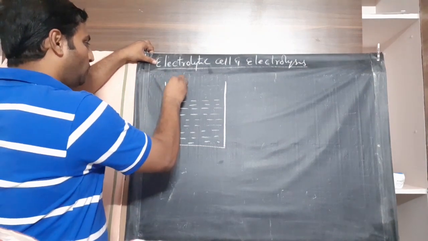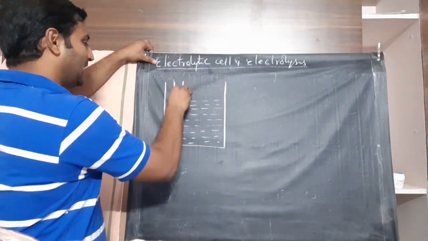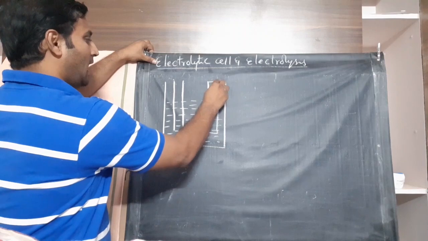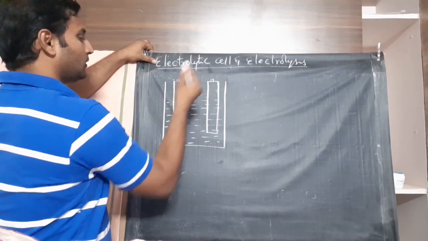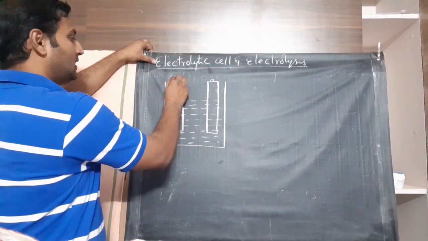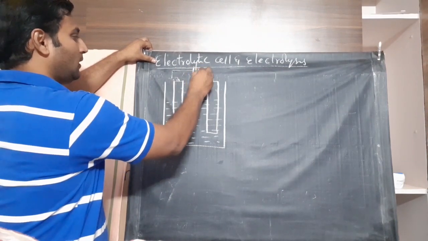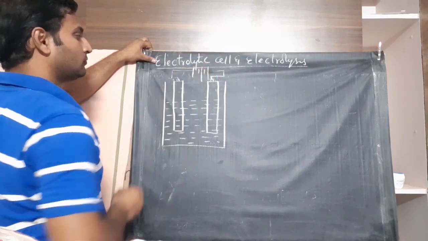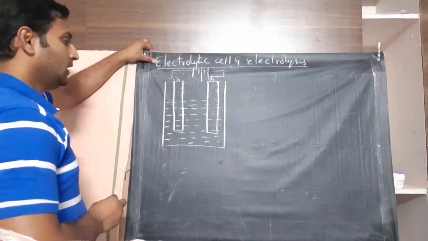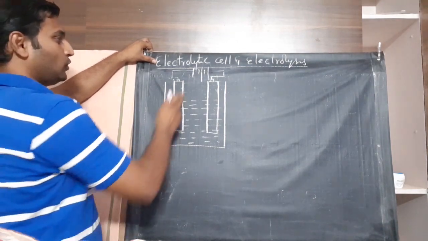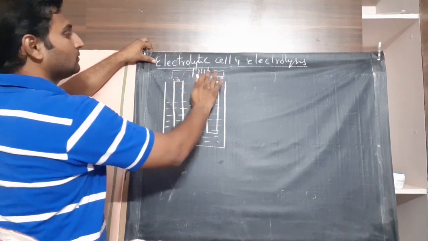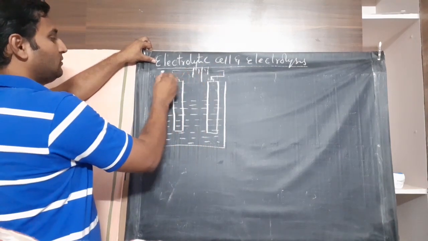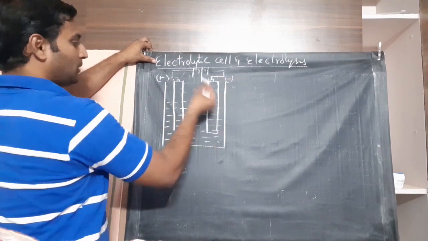Then two metallic plates or graphite rods are placed into it. These metallic plates or graphite rods are in turn connected to a battery. That's all, so simple. Now, you know this is the positive terminal of the battery and this is the negative terminal of the battery.